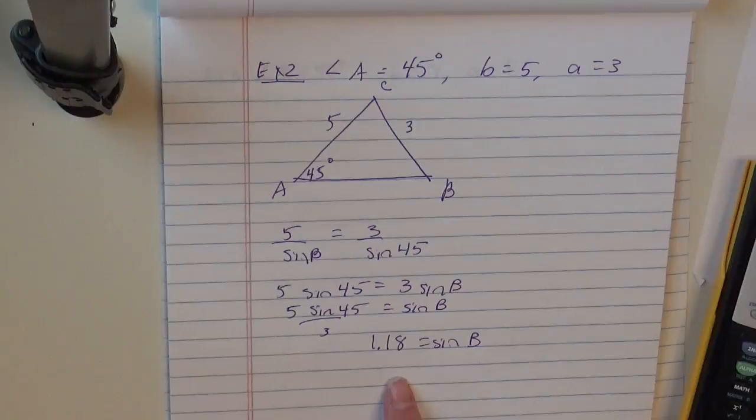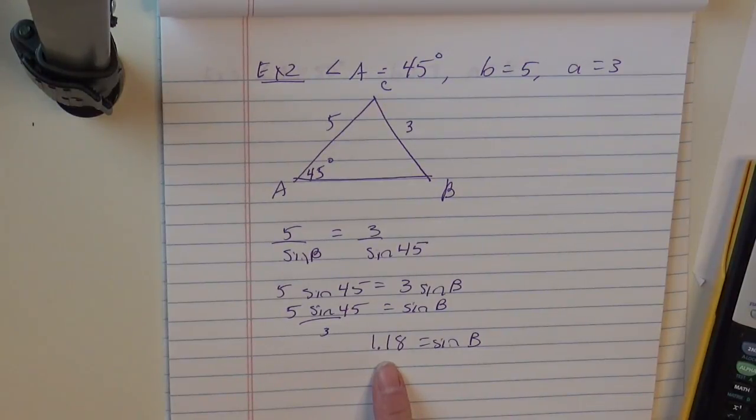Well, if you recall, the range of your sine function is always going to give you values between -1 and +1. So there is no angle whose sine would give me 1.18, because 1.18 is outside of the possible range of values that I could get. So that's why this is undefined.